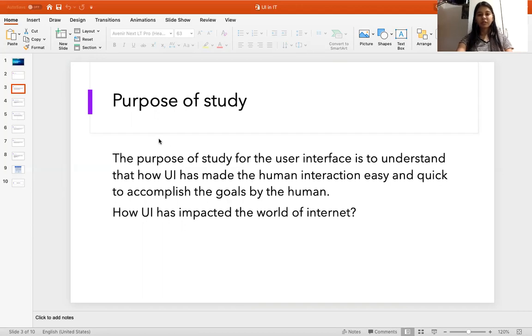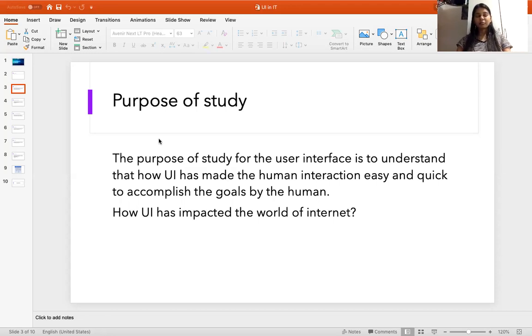The purpose of study of the user interface is to understand how user interface has made human interaction easy and quick. As we already know, in previous times, there was no user interface, like we were not having any typography, we were not having any images at that time. But now, with the development of IT, we have got user interface, which is very good. So we all know how it has impacted the world of internet.